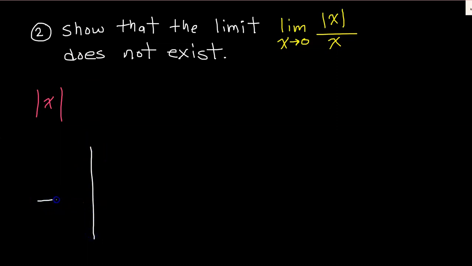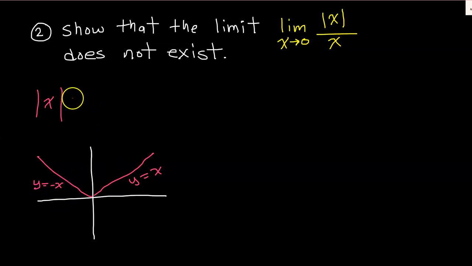Let's just do a quick sketch and refresh our memory. Hopefully you know that the absolute value of x winds up looking like a V, where on the right-hand side, we've got y equals x, to the right of 0, and to the left of 0, we have y equals negative x.